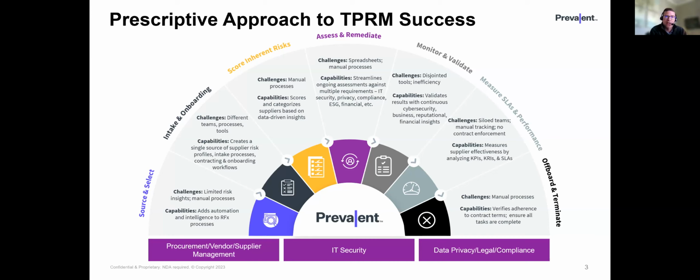Now, invariably, the derivative benefit of utilizing a solution like Prevalent is that it ultimately brings teams together. We find that procurement, vendor, supplier management teams are concerned with concerns and issues perhaps in early stages of the relationship, sourcing, selection, onboarding, and such. Then the effort tends to turn over to the security team to perform a deep security, data privacy, risk controls assessment. And then, maybe to the privacy, legal compliance teams as that relationship winds down. Procurement's also involved in that process as well.